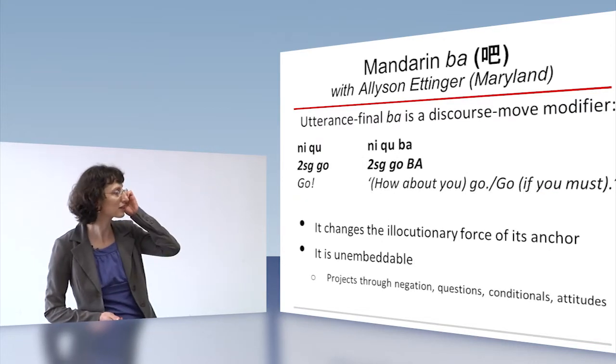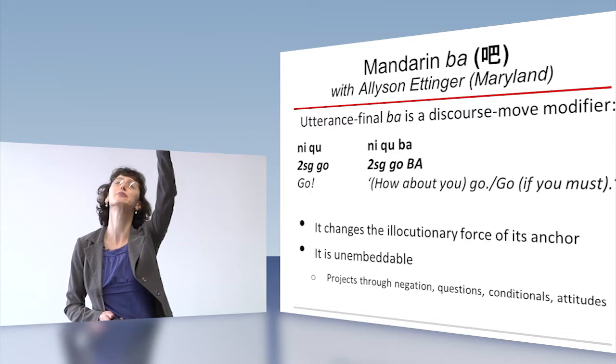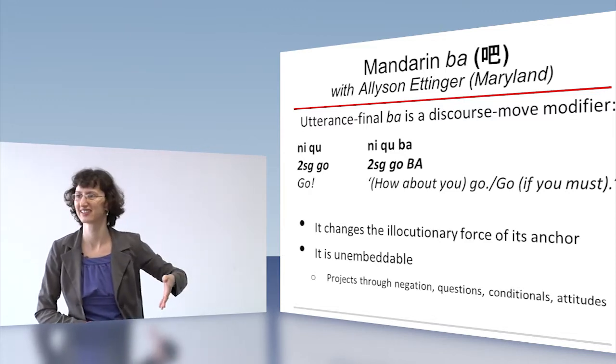So the first utterance modifier, actually, is it possible to turn off this particular light that's right in front of the screen?